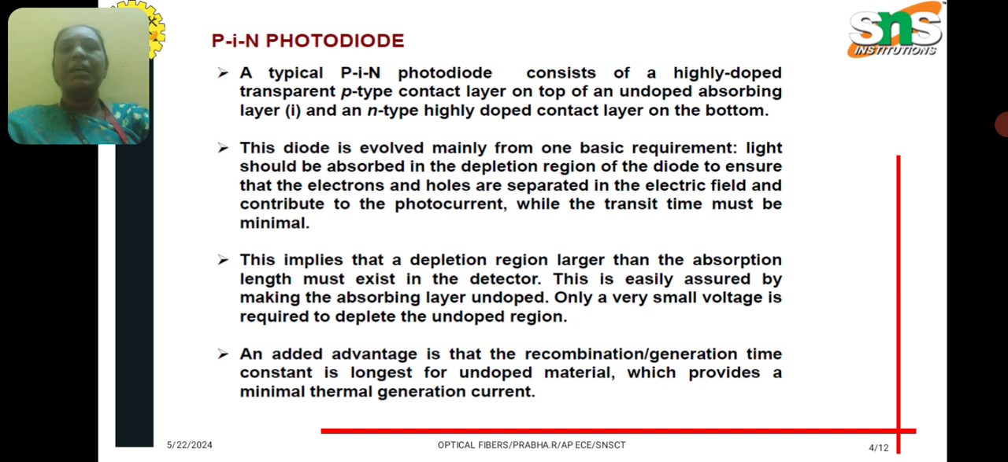So this implies that a depletion region larger than the absorption length must exist in the detector. This is easily assured by making the absorbing layer undoped, so only a very small voltage is required to deplete the undoped region. Not only that, there is an added advantage: the recombination or generation time constant is longest for undoped material, which provides a minimal thermal generation current.